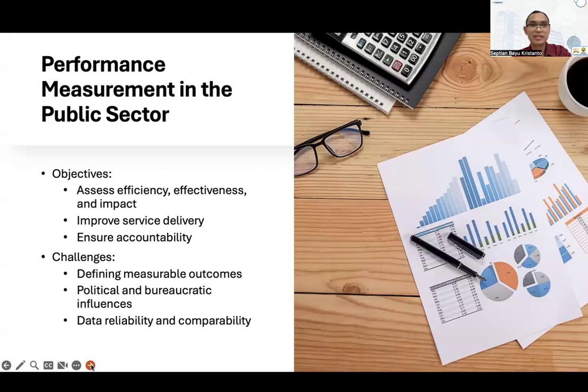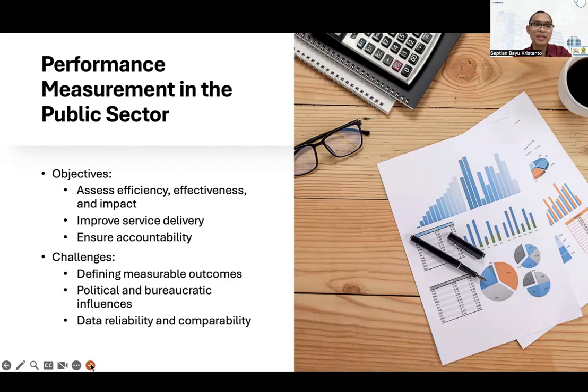For that reason, we need to compare performance measurements. In the video, we found that there is no basis of comparison in performance measurement in the public sector. So in this session, we will look at some challenges.